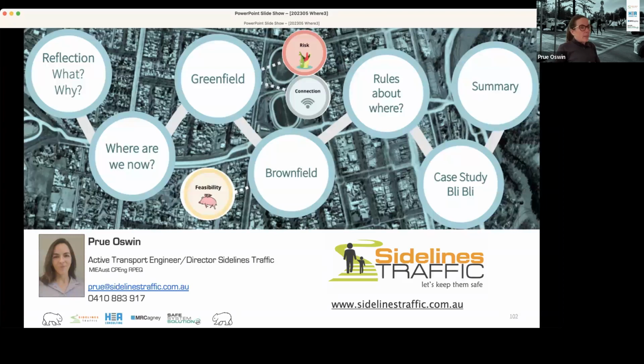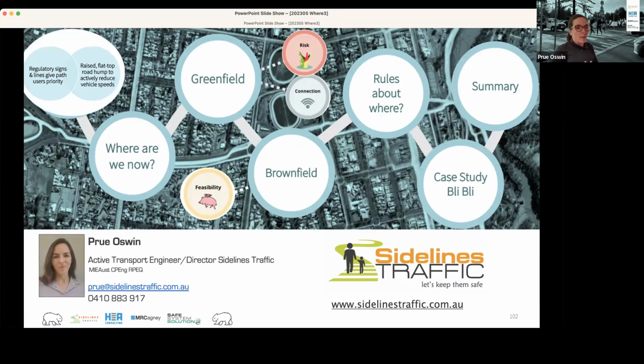So I am very quickly going to go through, just reflect on what we did. So just starting backward at the start again, our raised crossing is about the regulatory signs and lines that give path users priority, and having that raised platform or speed cushions. You'll hear more about those in the next session to reduce the vehicle speeds.